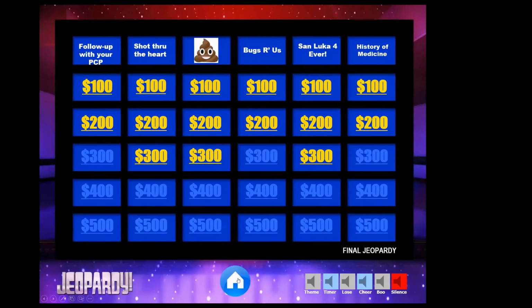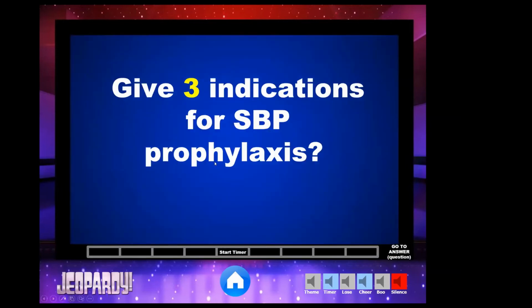Next question is for team 1. Is it our turn? Yep, Rahul, your team. I'm going to go with the whoopee sign for 300. You have 300. Give 3 indications for SBP prophylaxis.